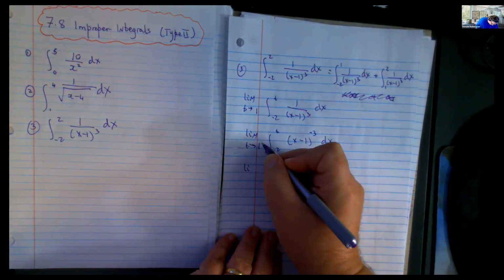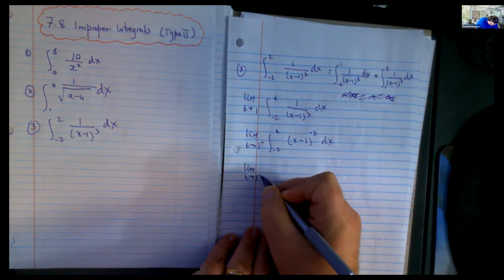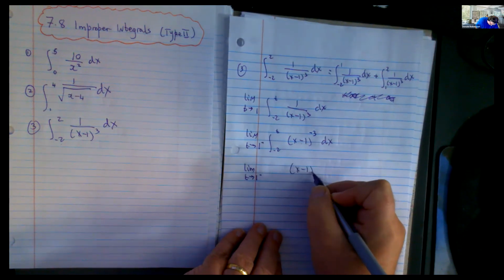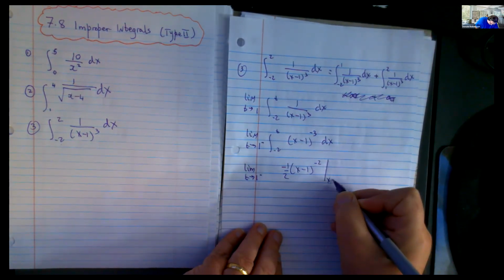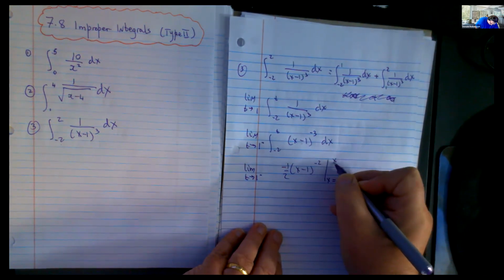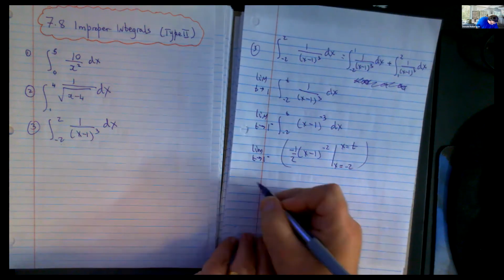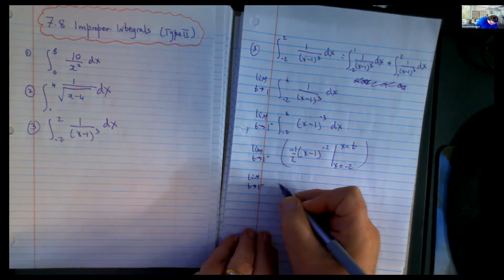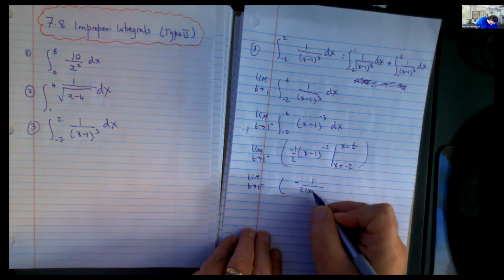Technically speaking, that's 1 minus. It's going to be the limit as t tends to 1. Add 1 to the power, divide by the new power, and evaluate from -2 to t. Do some style points on it. And call it that guy.